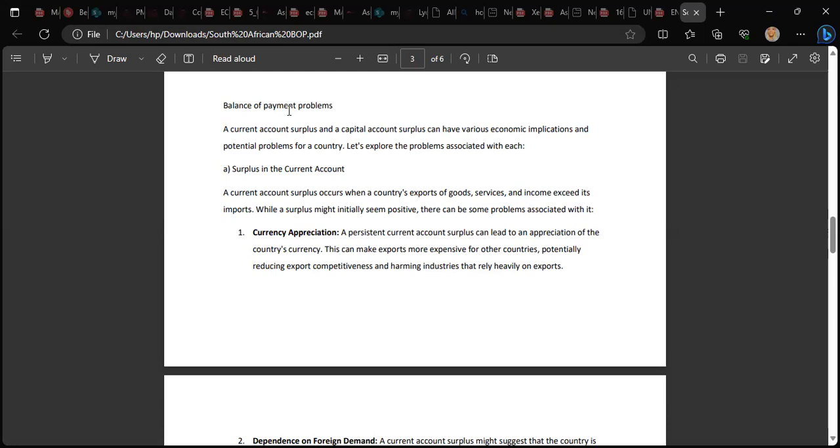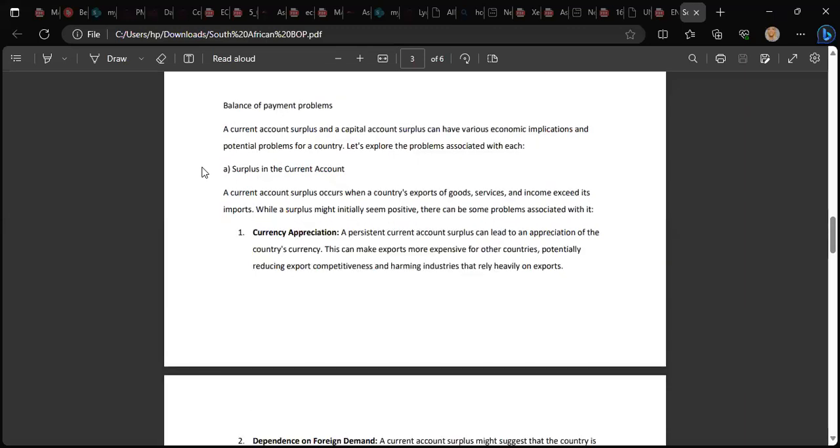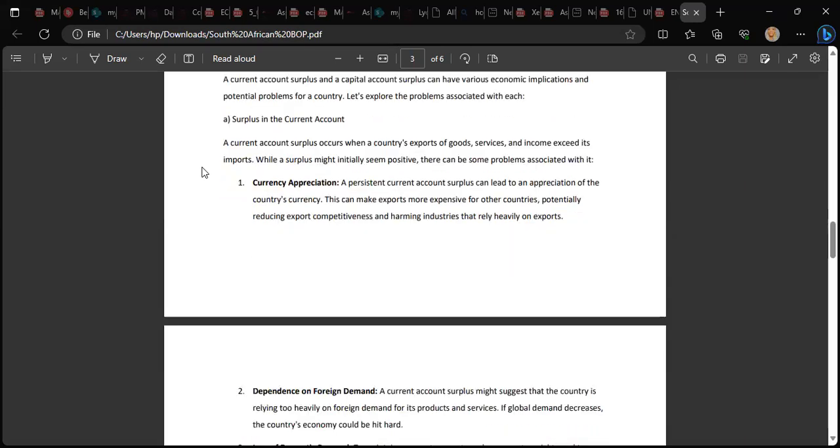Whenever there's an upset there, we refer to that as falling under your balance of payments problem. So the question is, the balance of payments balances in the accounting sense, but that does not mean that there are no balance of payments problems. So what are those problems? This is what we are tackling here: the problems associated with the balance of payments. It can either be a surplus or a deficit. We are going to start off with the surplus, and we'll deal with the current account.